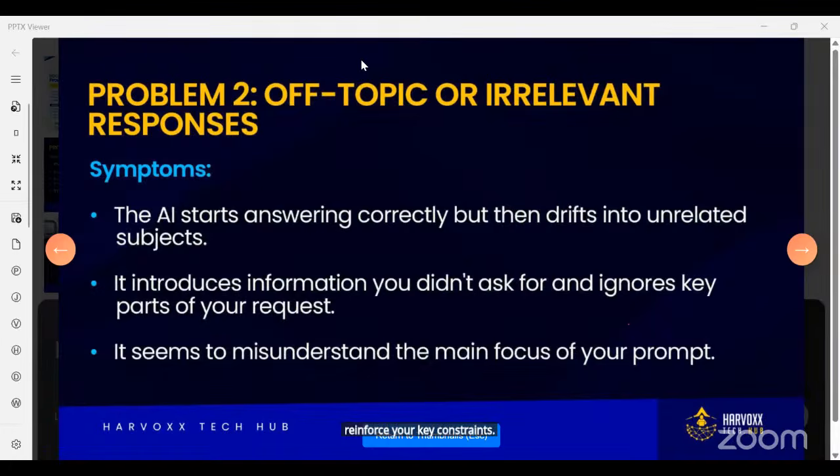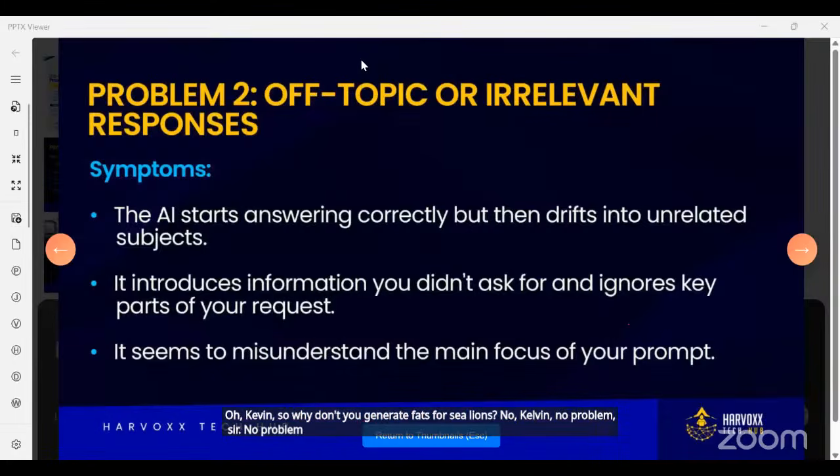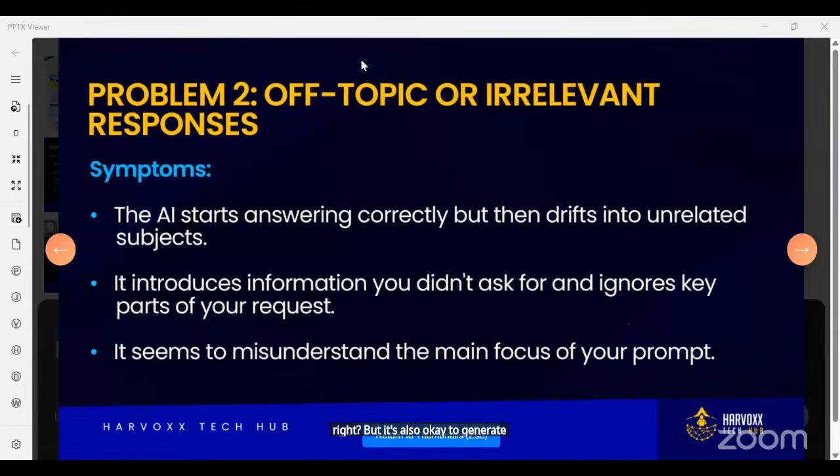Oh, Kevin said, why didn't you generate facts for sea lions? No, Kevin, no problem, sir. The thing is, maybe the assumption is that I know enough already about sea lions, right? But it's also okay to generate facts about sea lions and then go ahead and do it. So it's no problem at all. That question is very brilliant.